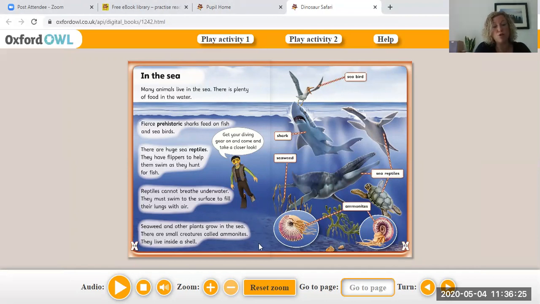Seaweed and other plants grow in the sea. There are small creatures called ammonites. They live inside a shell. And it says, get your diving gear on and come and take a closer look. And here we've got a seabird, shark, seaweed, sea reptiles, and ammonites here.